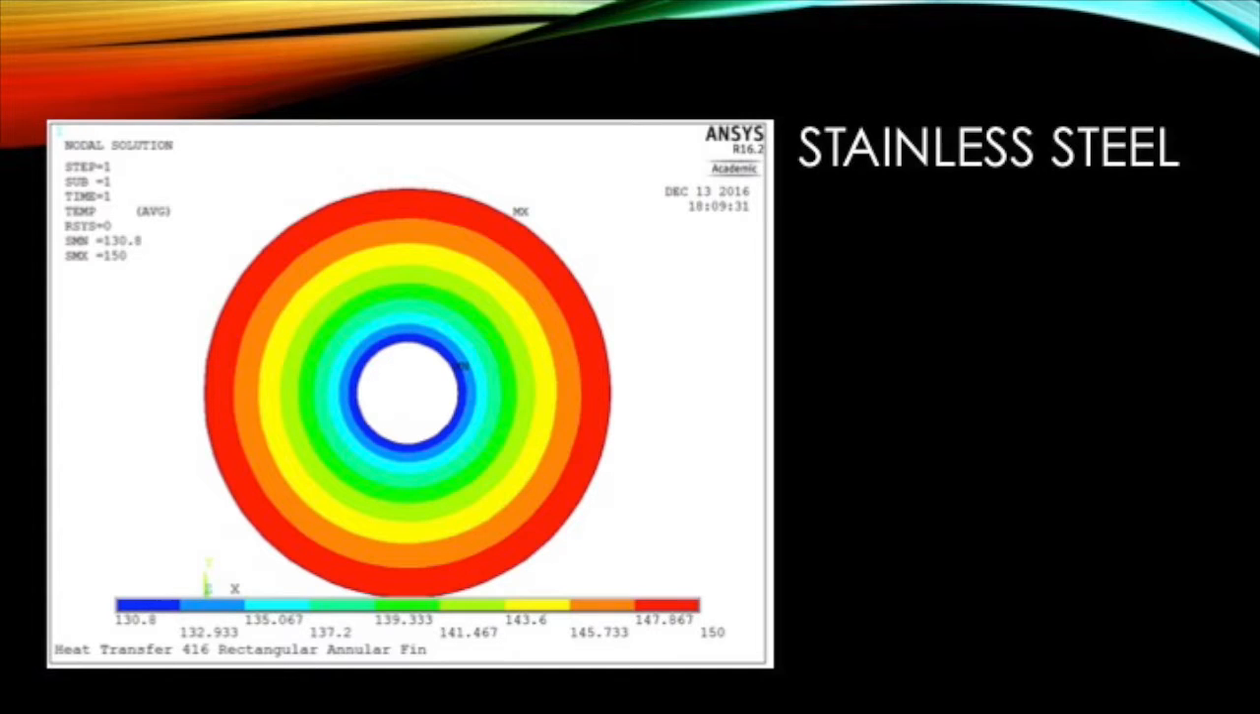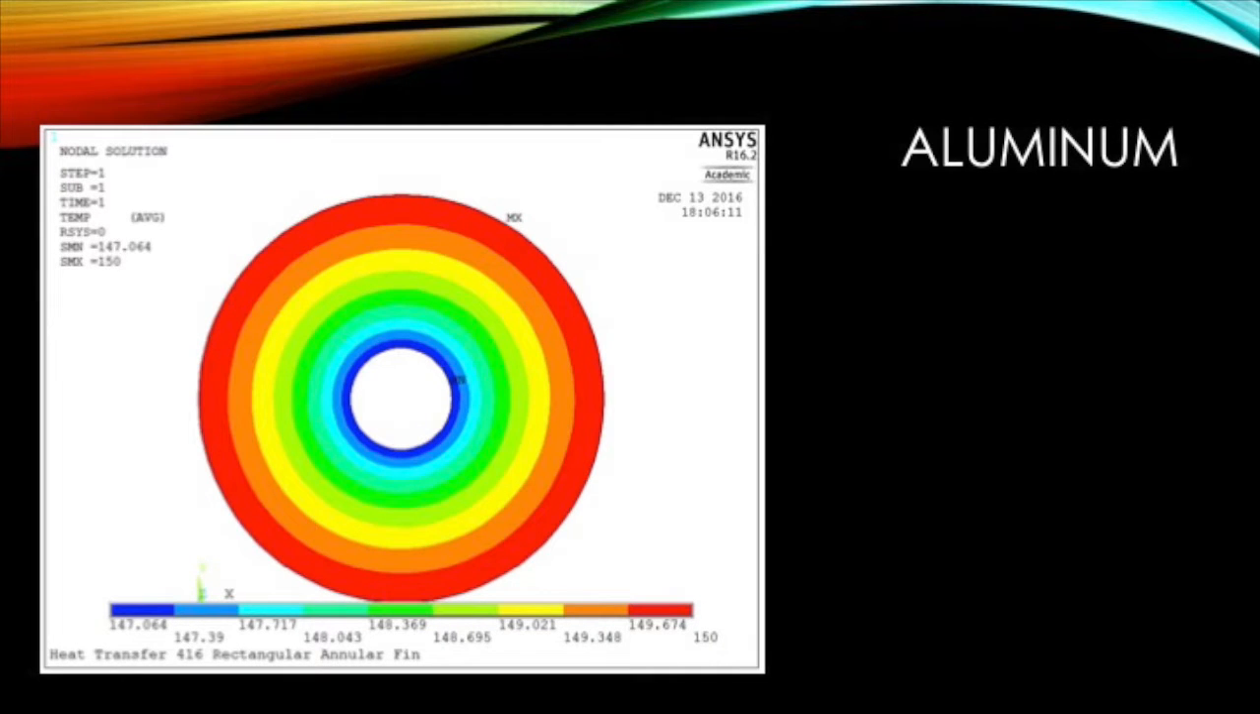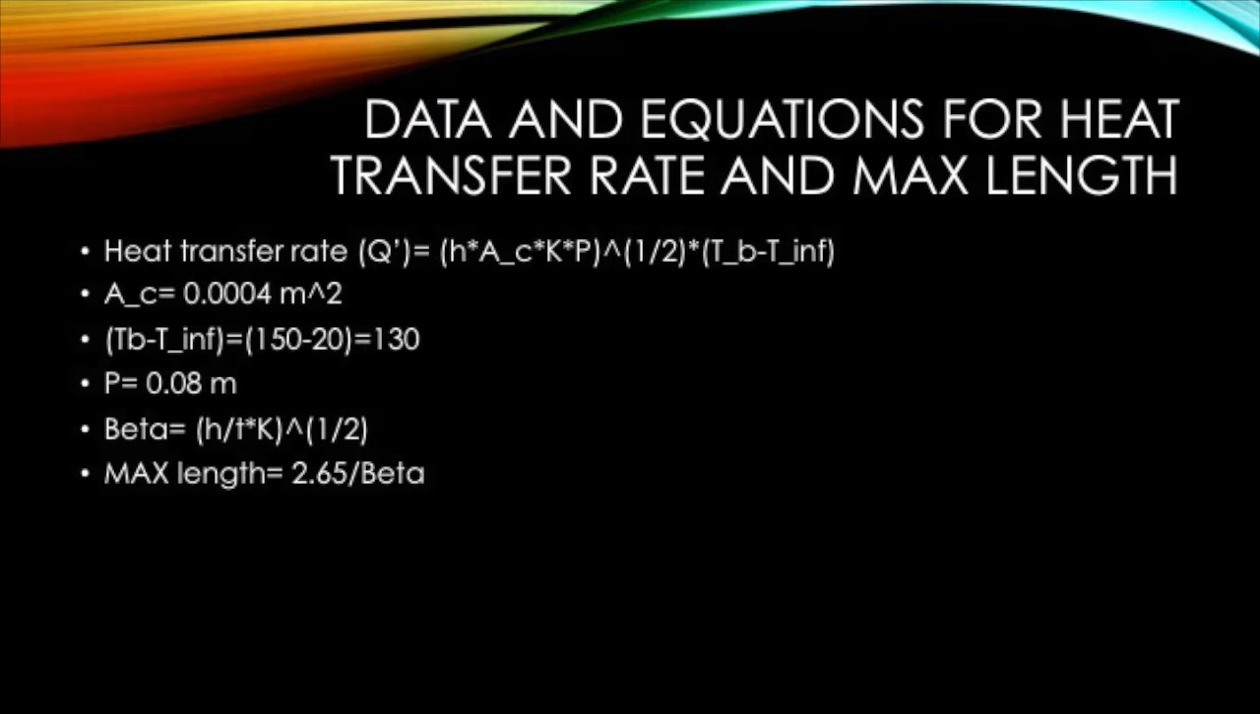These are the thermal gradients for each material. The first is stainless steel, which had a minimum temperature of 130. The maximum was 150 for all the materials. This is the gradient for copper, which had a minimum temperature of 148 degrees. The last material we analyzed was aluminum, which had a minimum temperature of 147 degrees.